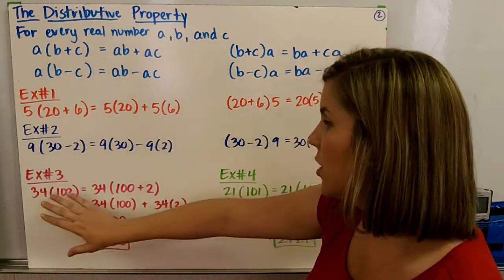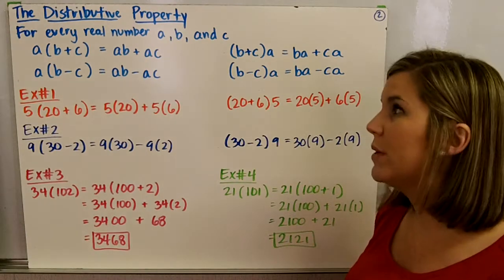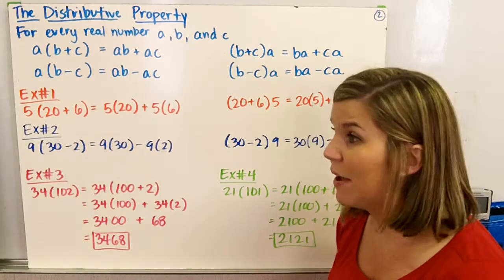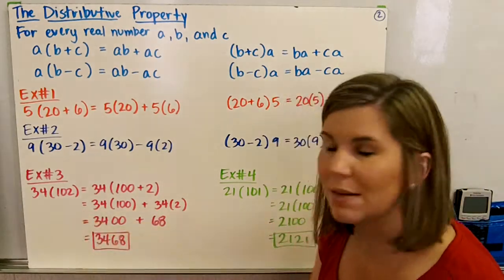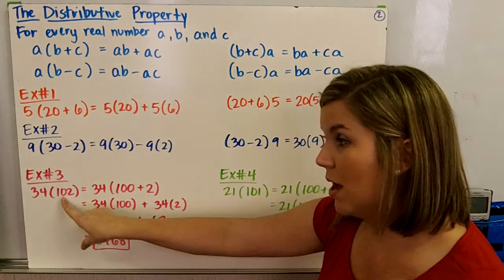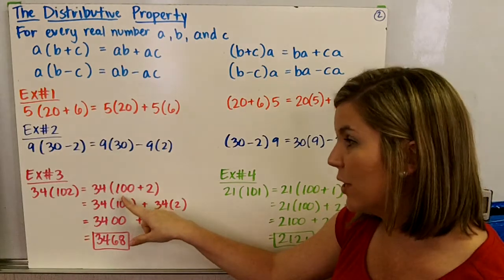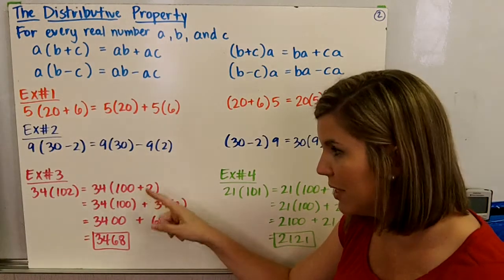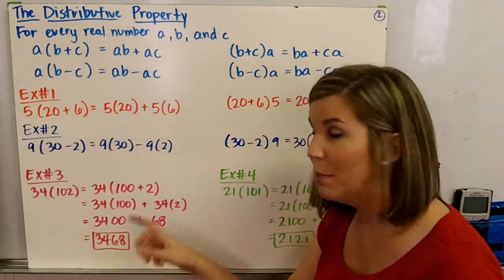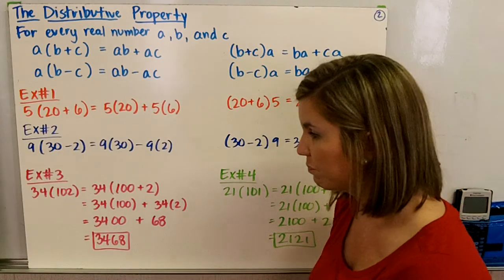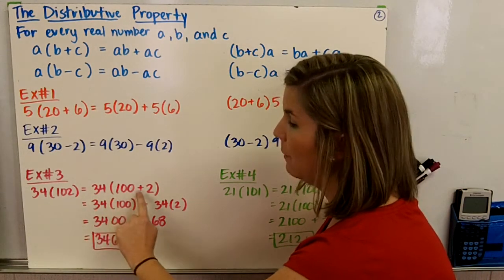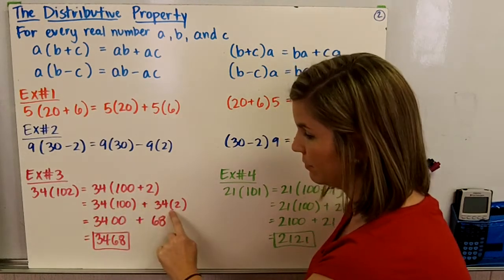Example number 3. So 3 and 4 show you why we would use the distributive property. It allows us to do mental math instead of having to rely on our calculator. So 34 times 102, that I can't do in my head. But I can break down 102 and say that's 100 plus 2. 100 plus 2 is 102. So by writing it this way, it's the same answer, but I can do this part in my head. So this, using the distributive property, 34 times 100 plus 34 times 2.